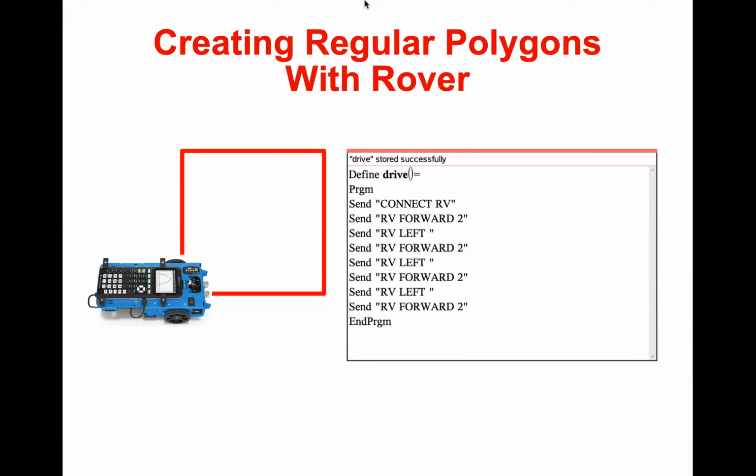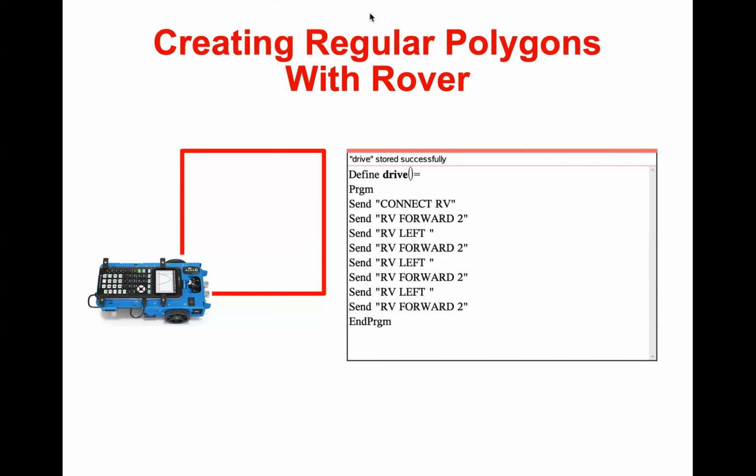So now, what if the user wants you to draw it? What if they want you to draw the polygon that they want? One thing you can have the students do is say, okay, let's draw a square. You might see a sequence of commands that looks something like what you see on the screen there. You've always got the connect RV command to, as Brad said, turn the key on, and then move it forward, turn left, and so on and so forth.